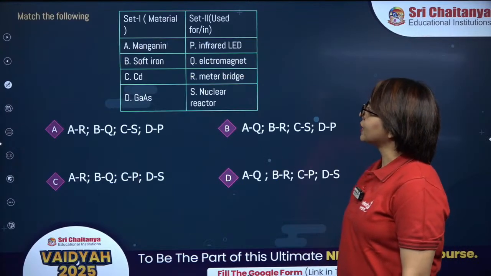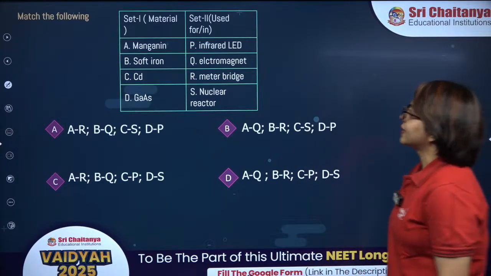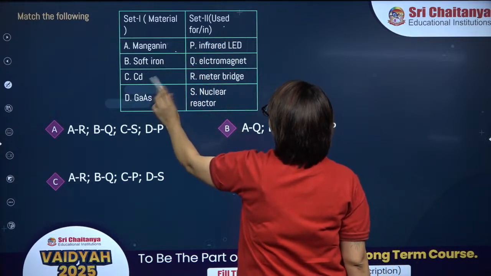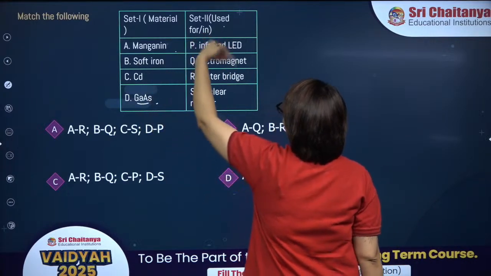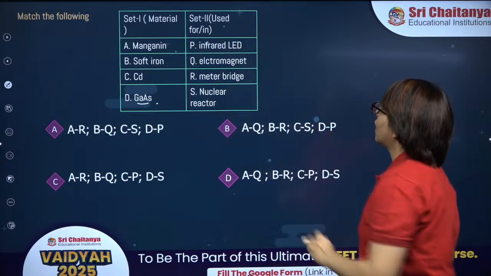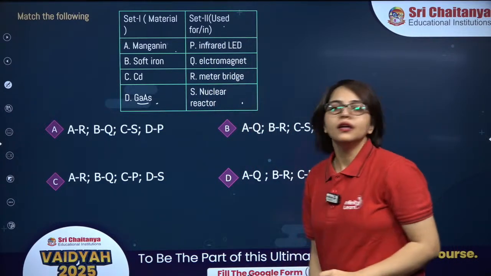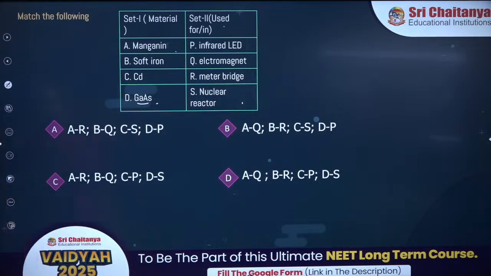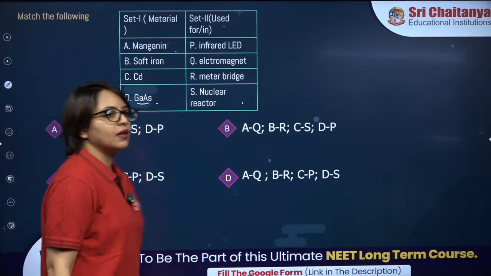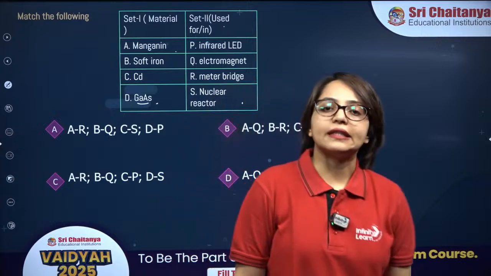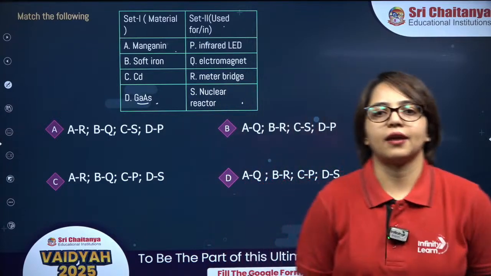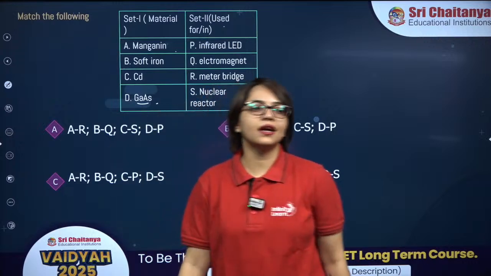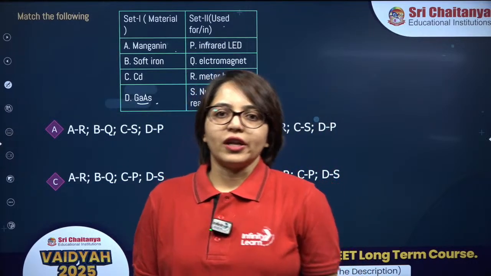Alright, let's move on to the next one. Match the following. Set 1 you have to match with set 2. Manganin, soft iron, cadmium, GaAs. These are used in what devices over here? Try to match everyone. Now these types of questions are directly from NCERT. So that is why we say that NCERT is very important for the NEET exam. If you get these types of questions, that means this information has been taken from NCERT only. Chaliye.